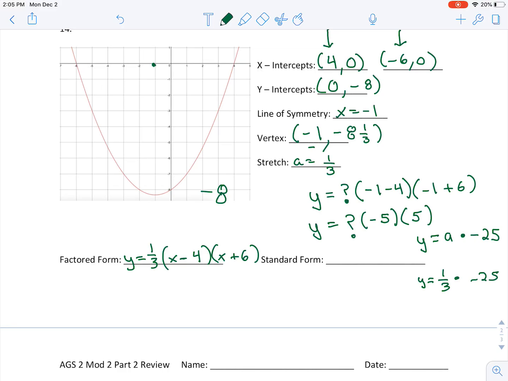Woo! Okay, that was a good one. Again, don't be frustrated by that. If you didn't get the 1/3, you could still get tons of partial credit on this thing.